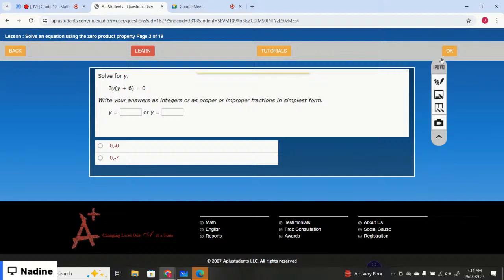That is y equals 0 and negative 6. Option number 1 is the correct option.